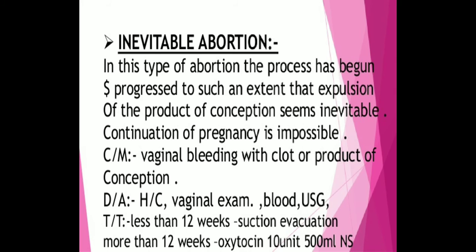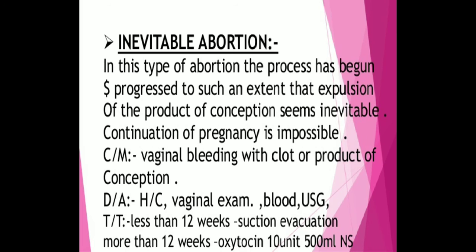Coming to inevitable abortion, in this type of abortion, the process has begun and progressed to such an extent that expulsion of the product of conception seems inevitable and continuation of pregnancy is impossible. So in this type of abortion, the conceptus expels to such an extent that the pregnancy cannot be continued. The clinical manifestations of inevitable abortion are vaginal bleeding with clot or product of conception.